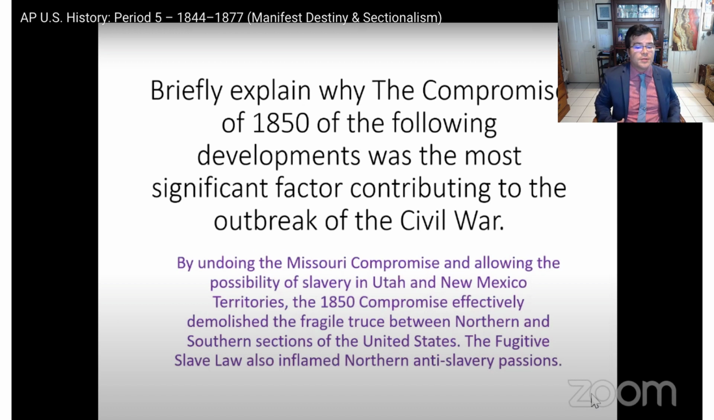So, by undoing the Missouri Compromise and allowing the possibility of slavery in Utah and New Mexico territories, the 1850 Compromise effectively demolished the fragile truce between the northern and southern sections of the United States. The fugitive slave law also inflamed northern and anti-slavery passions. So that's going to set the stage for the Civil War to happen, guys. If they would have kept that balance up, I mean, who knows? Maybe the Civil War would have been delayed a little bit longer.